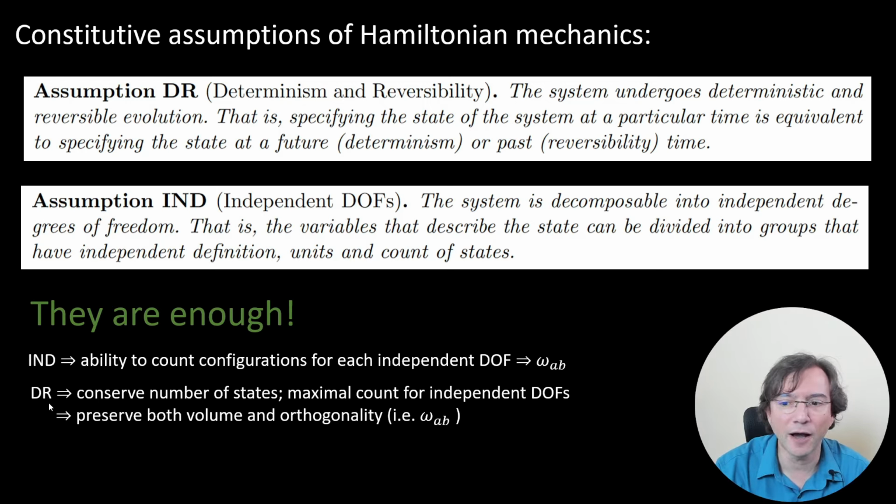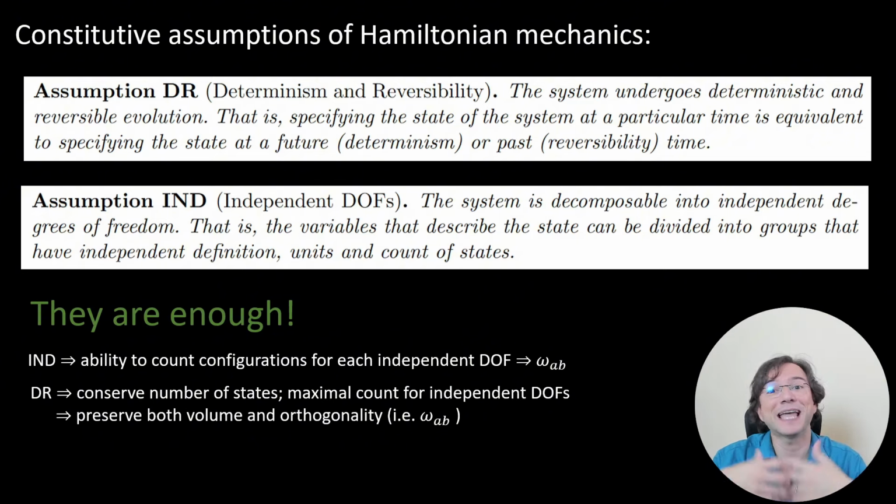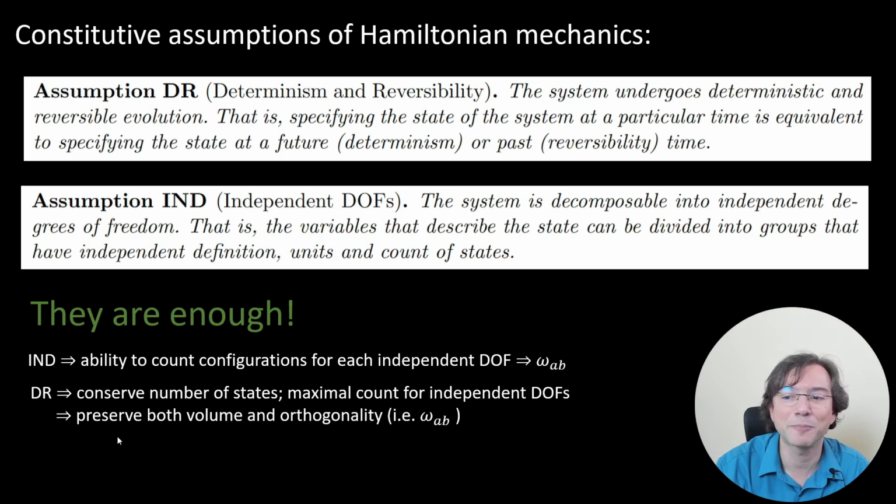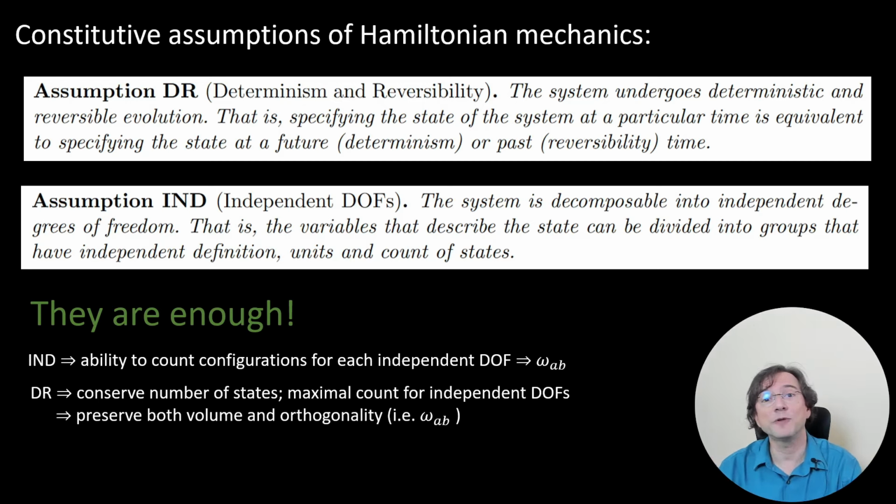And then when we add the assumption of determinism and reversibility, we are going to conserve the number of states, and the count of states is maximal for independent degrees of freedom. Once we are preserving both the areas and the product, we are going to preserve both the volume and orthogonality, and therefore the whole omega, and therefore we are going to be able to recover a Hamiltonian. So that's basically it. That's all there is in Hamiltonian mechanics. There is the assumption of independence of degrees of freedom and the assumption of deterministic reversibility, and you can understand all the geometry of classical mechanics based on these two terms.